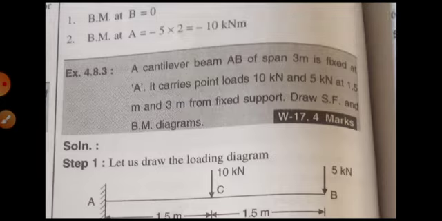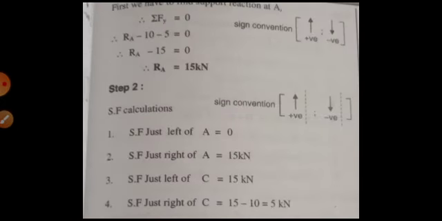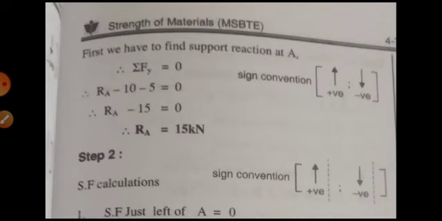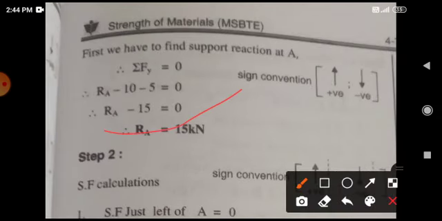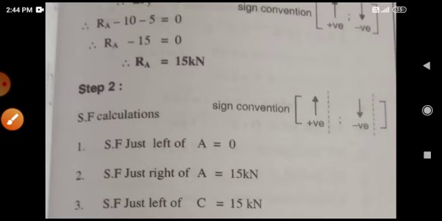In this way we do this. Here is the calculation of reaction. The calculation of reaction is given here. Sign convention is made.